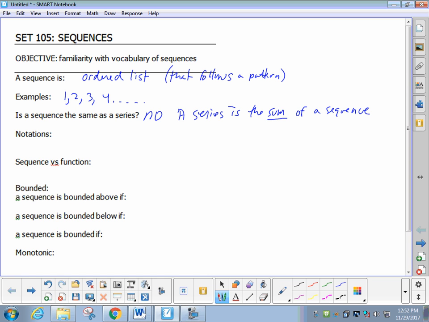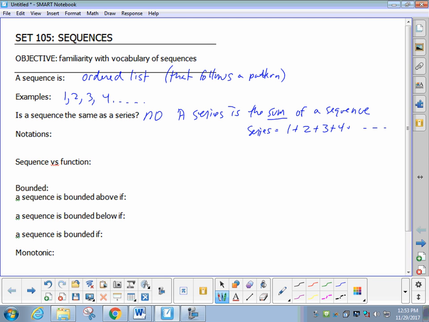So, for example, if the sequence is 1, 2, 3, 4, then the series that corresponds to it would be 1 plus 2 plus 3 plus 4. Now, a sequence or a series can be finite, but in calculus we especially focus on the infinite, right? That's no surprise, I'm sure.